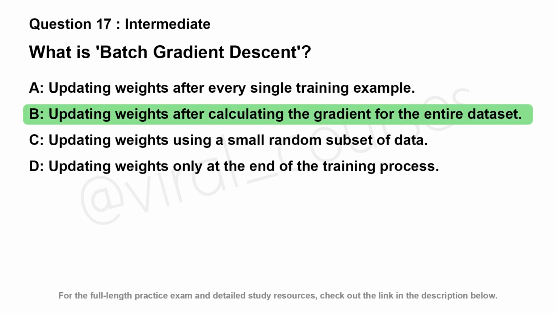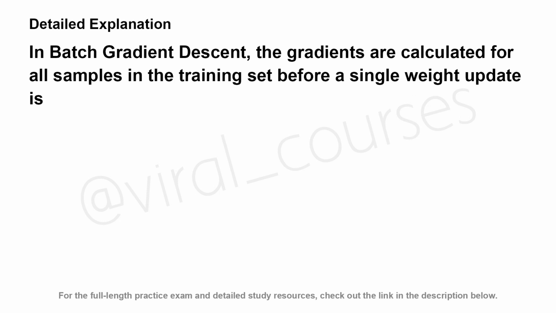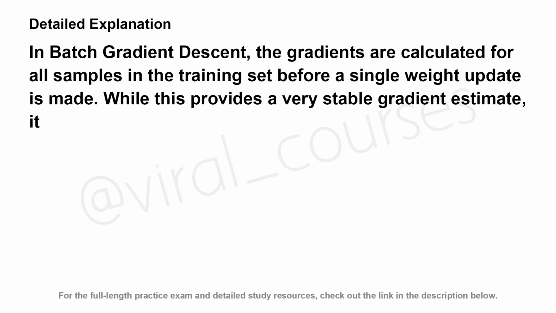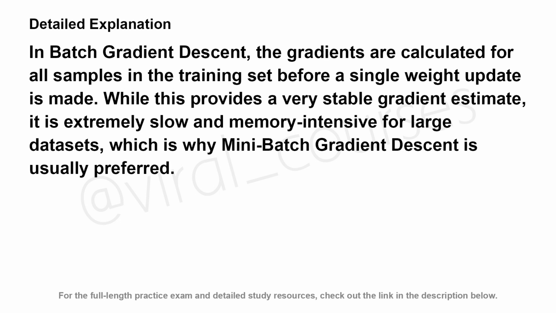The correct answer is B. In batch gradient descent, the gradients are calculated for all samples in the training set before a single weight update is made. While this provides a very stable gradient estimate, it is extremely slow and memory-intensive for large datasets, which is why mini-batch gradient descent is usually preferred.